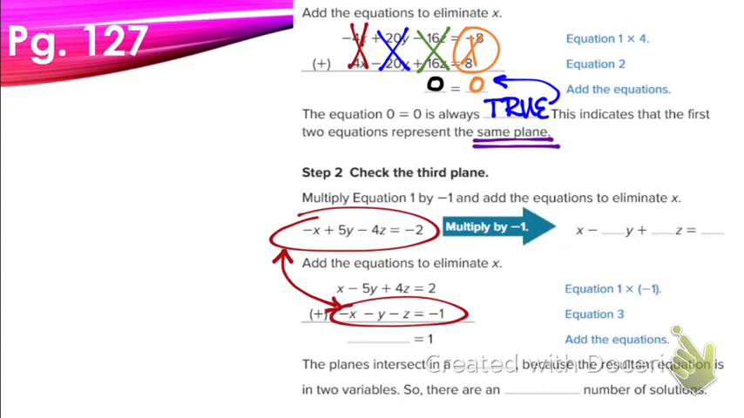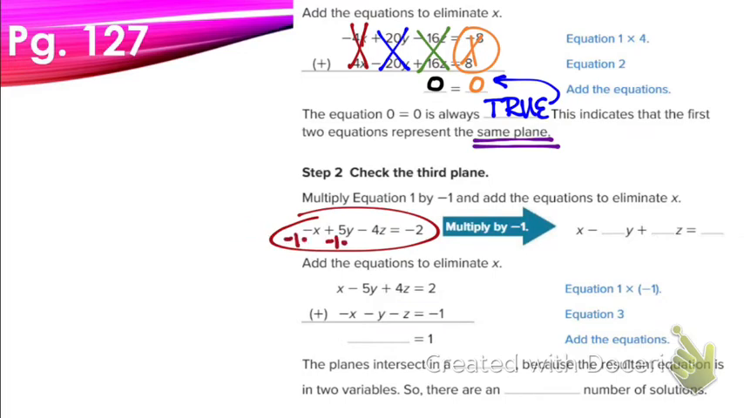I have a negative x and a negative x. That would give me a negative 2x. I'm talking about just the ones that I have circled in red. No. What do I need to do to this equation right here if I want to make it cancel with this equation? Multiply everybody by negative 1.